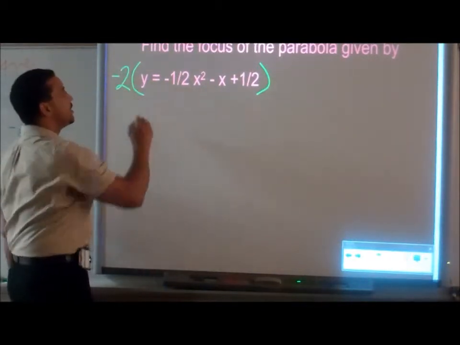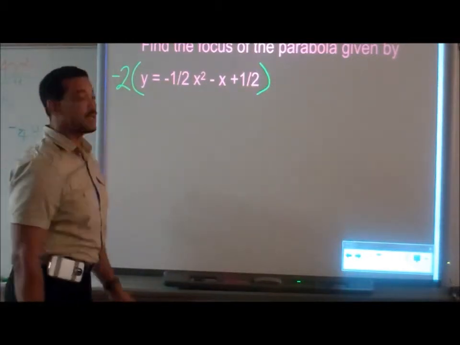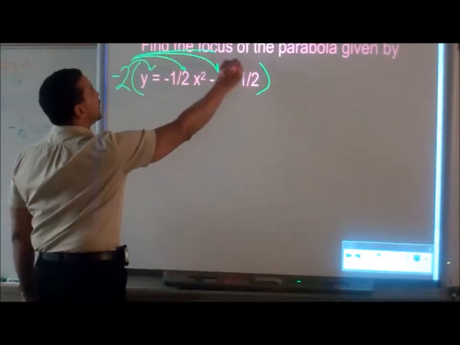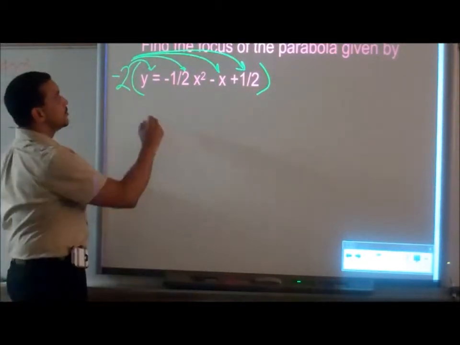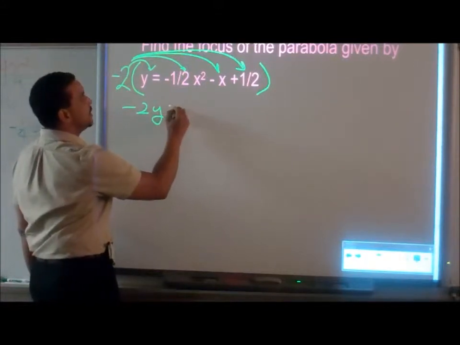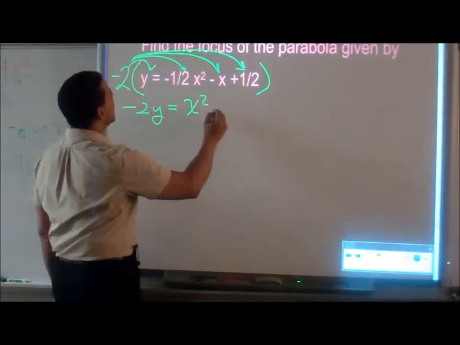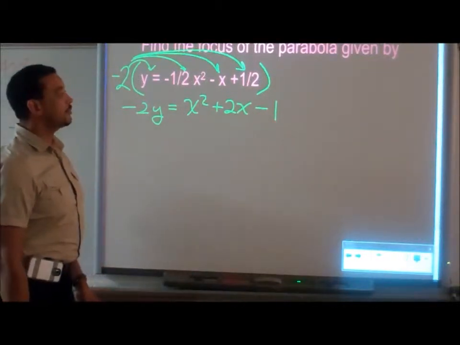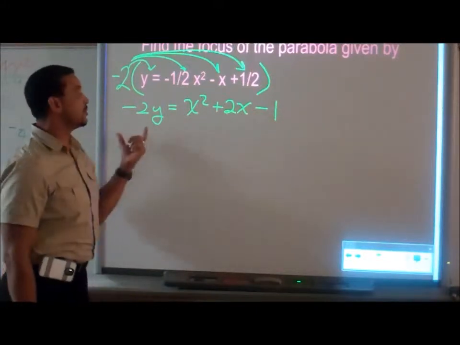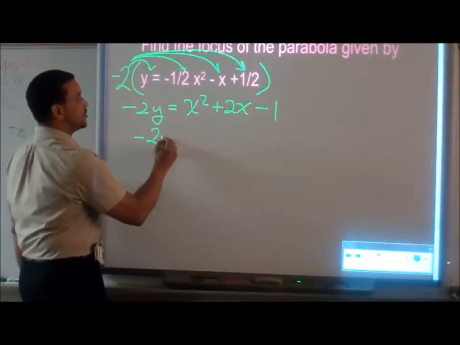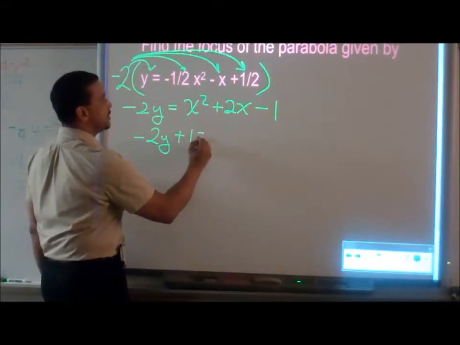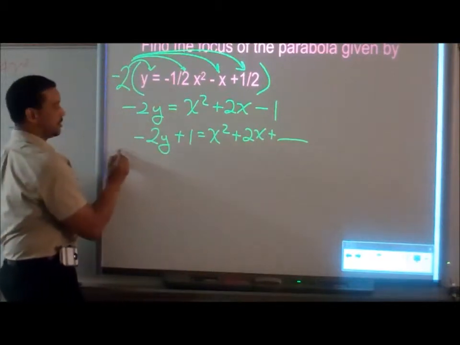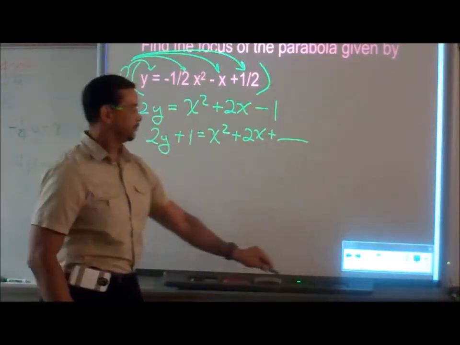So we're going to multiply everything here by -2 because we also got to get rid of this negative sign here, which means we're multiplying the y here, here, and all the way down here. So if we do that, that gives us -2y is equal to x squared plus 2x minus 1. We're going to move our constant term over to the right side here. That's going to give us -2y plus 1 is equal to x squared plus 2x plus blank. And of course we've got a blank over here on this side.